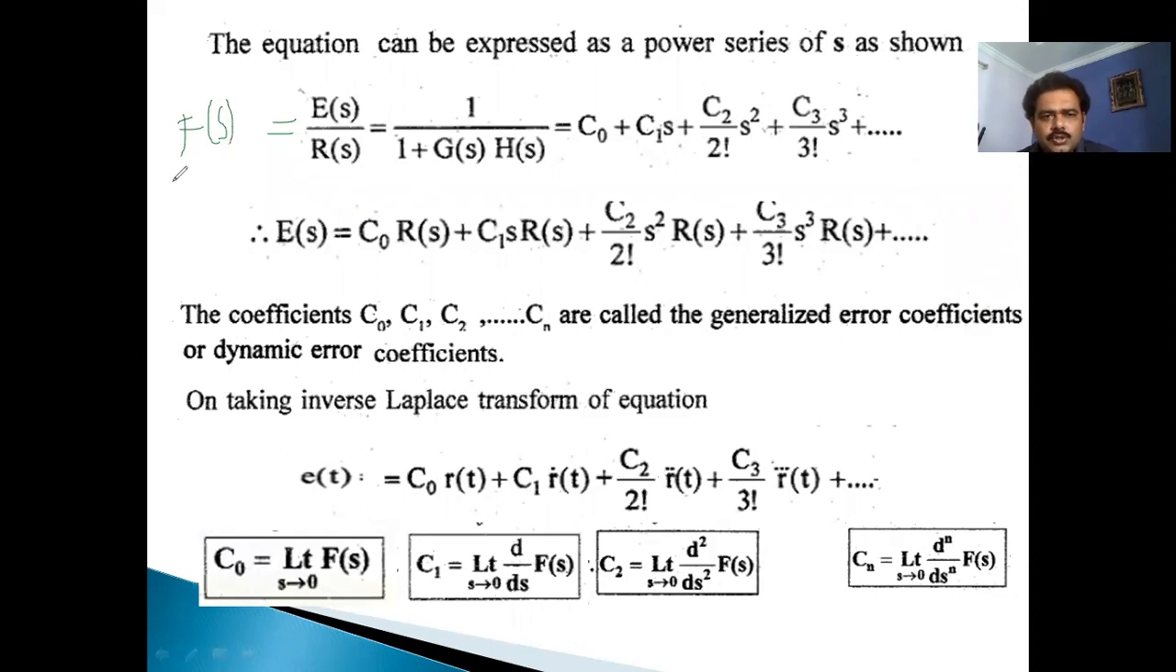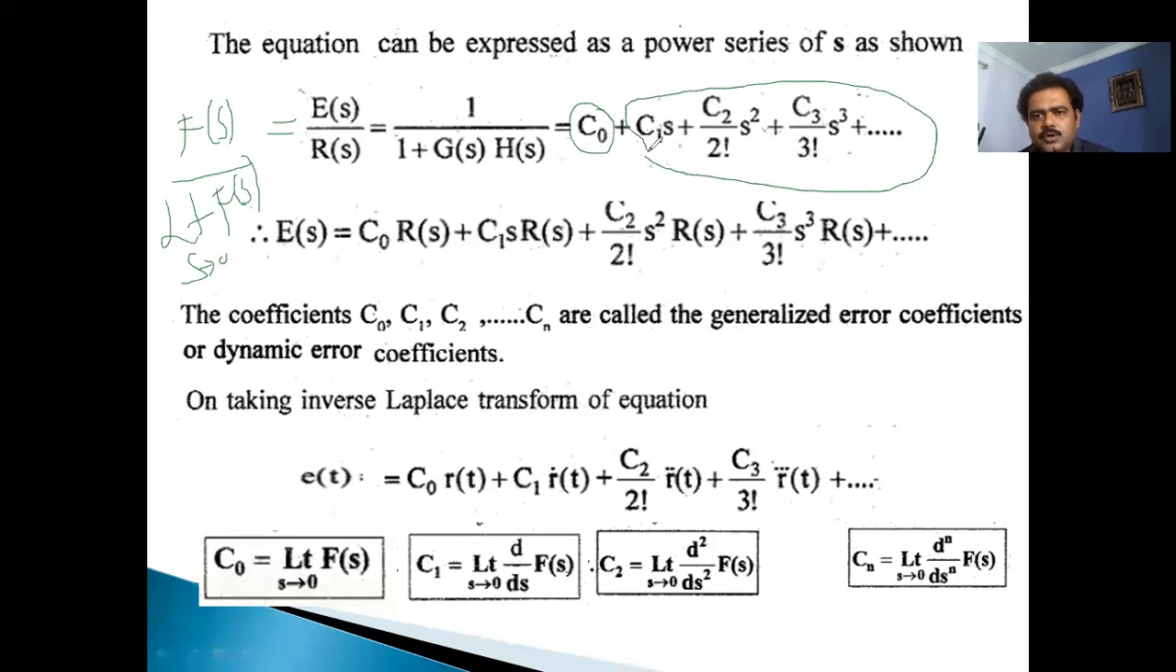Okay, so if I want to find out the first quotient C naught, just simply limit s tends to 0, F of s, if I substitute, all these terms become 0. Okay, only the term left over is C naught. So we can find out C naught using this expression. Okay, C naught is equal to limit s tends to 0 F of s.